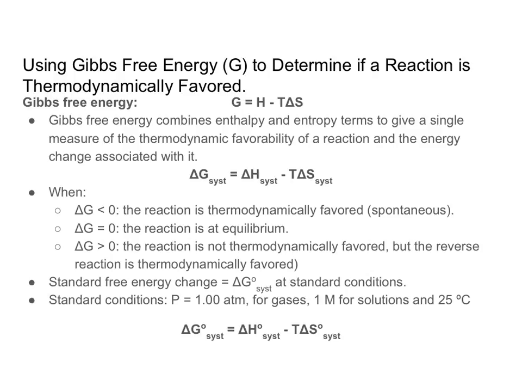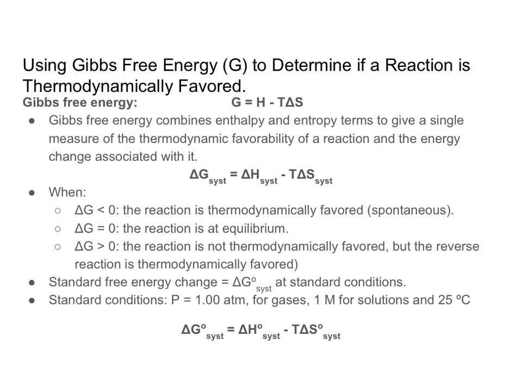Gibbs free energy, designated as G, is used to determine whether or not a reaction is thermodynamically favored. The formula for Gibbs free energy calculation is G is equal to enthalpy minus temperature times change in entropy. Gibbs free energy combines the enthalpy and entropy terms in an effort to give a single measurement of the thermodynamic favorability of a reaction and the energy change associated with it. So, some things to remember.